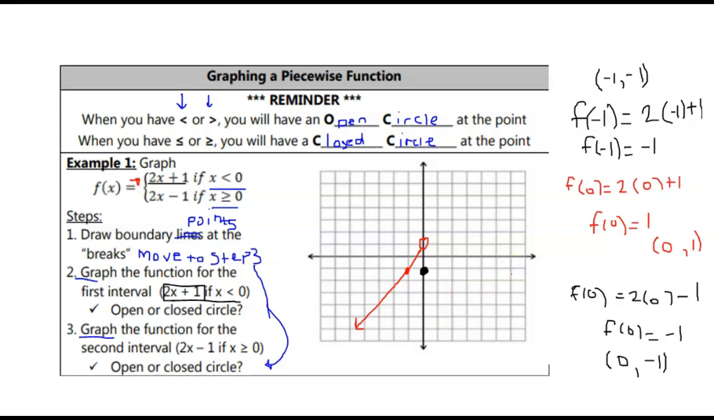Now, I need to do the same thing for the second interval of the function. Notice that's our last step, okay? So I'm going to just pick a point that is greater than or equal to 0. Well, we don't want to pick 0 because we already have that point. So let's pick a point greater than 0. That point I'm thinking of is 1. Okay, 1 is greater than 0.